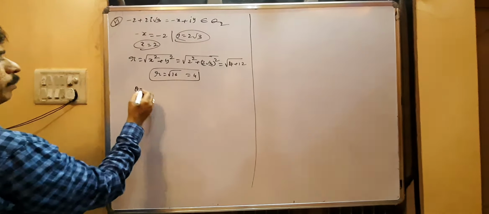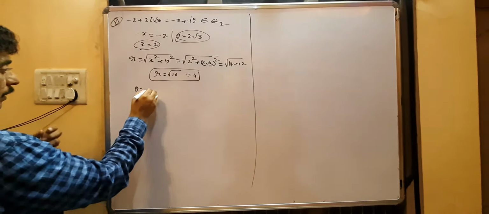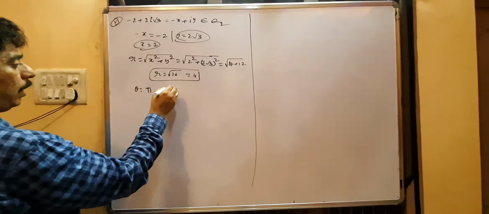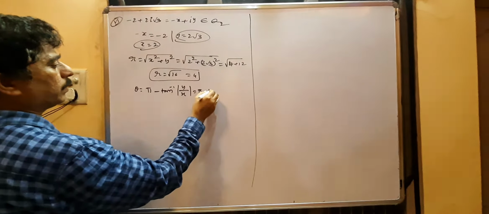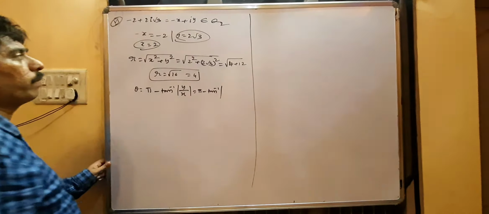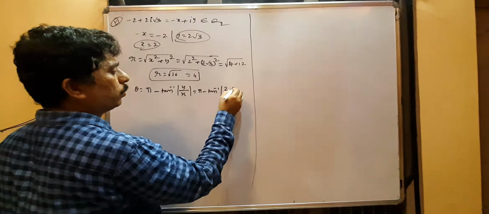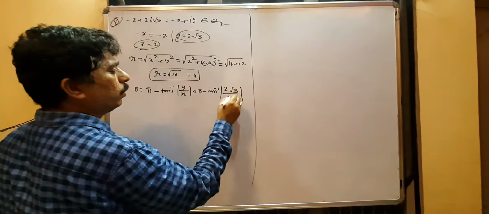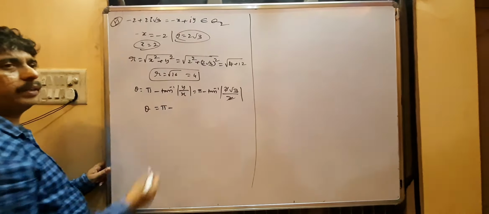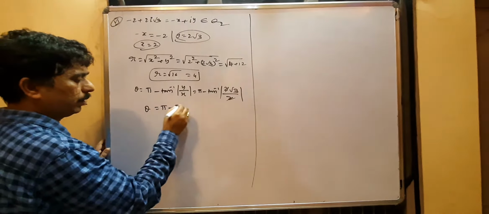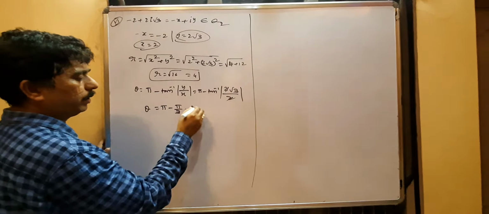What is the theta formula for the second quadrant? Pi minus tan inverse of mod y by x. Pi minus tan inverse of 2 root 3 by 2. The 2 cancels, so pi minus, when tan is root 3, that is 60 degrees, pi by 3. That is 2 pi by 3, the answer.